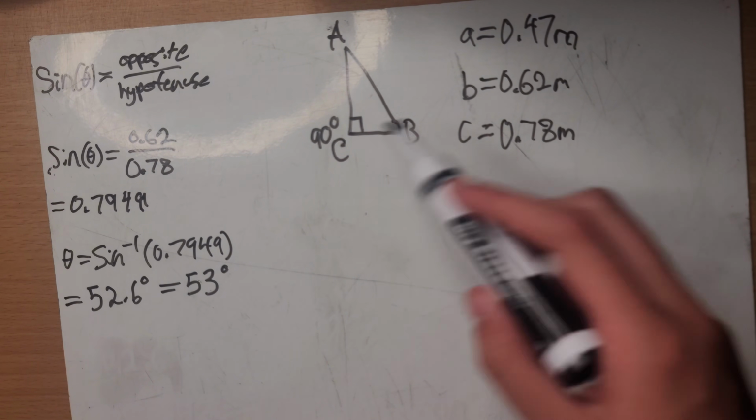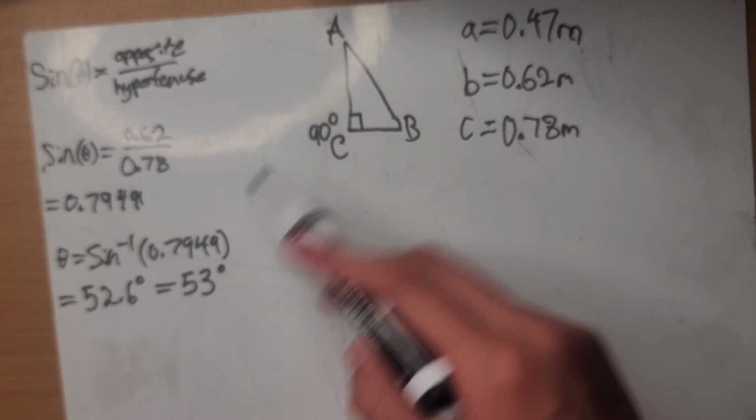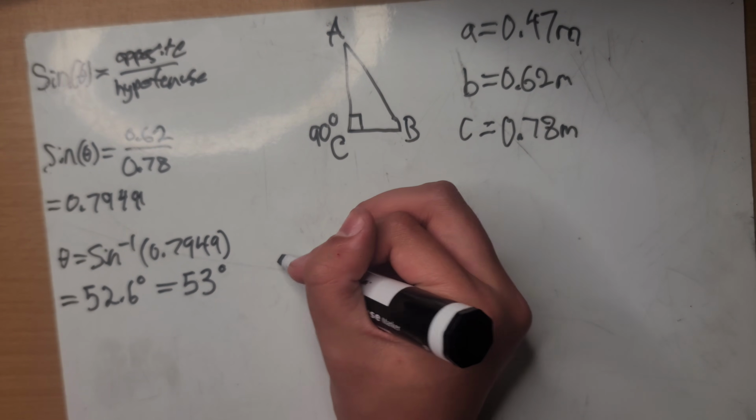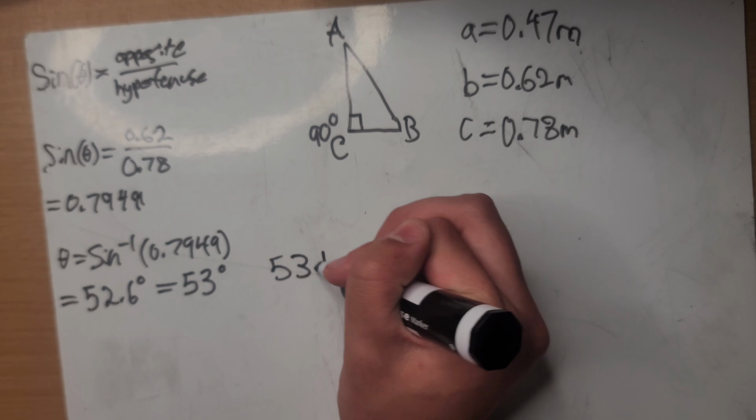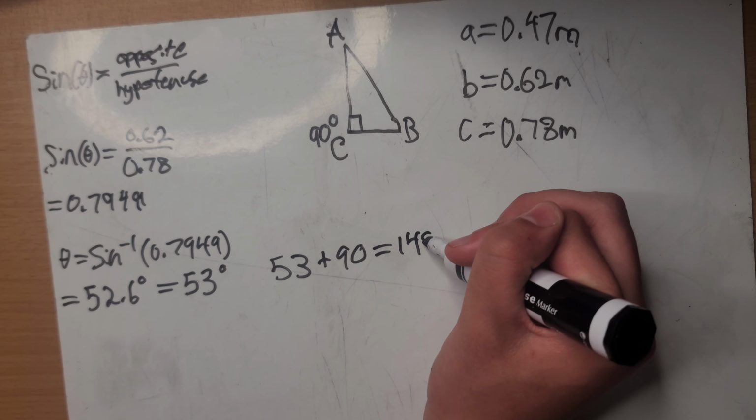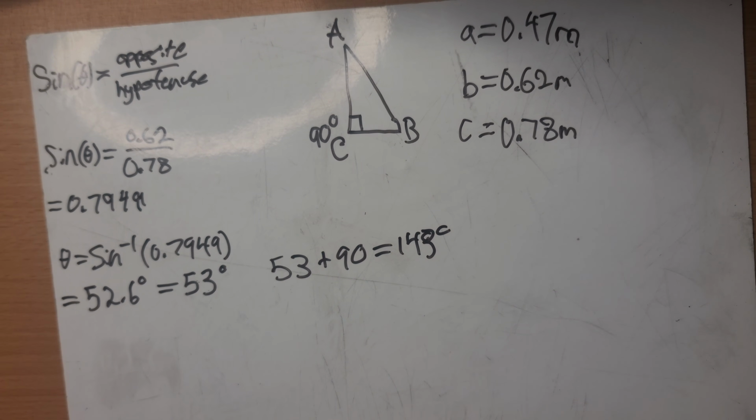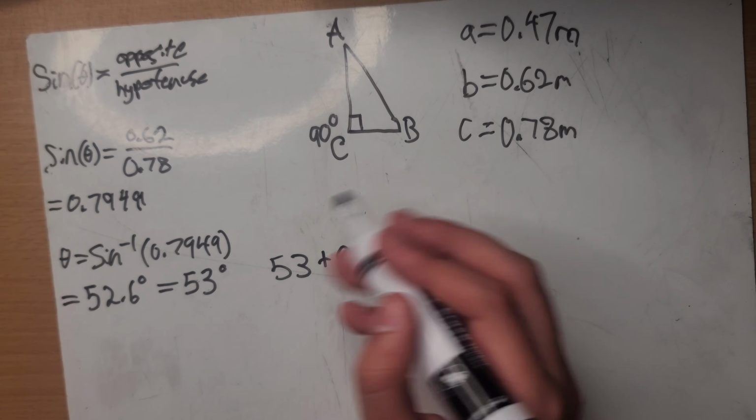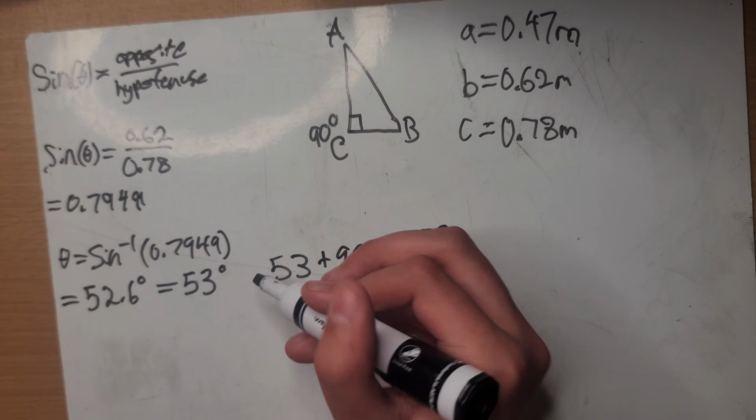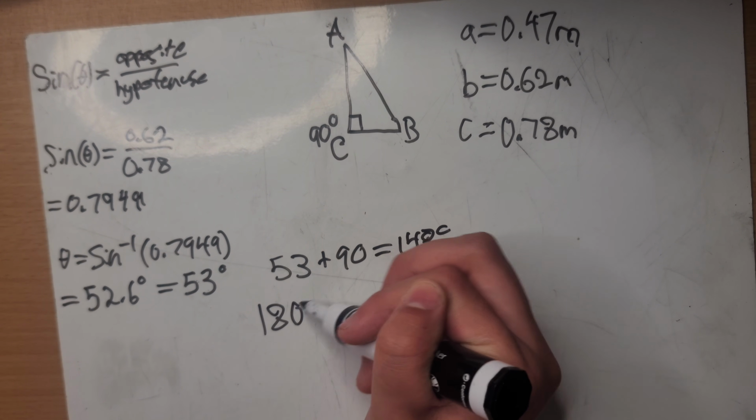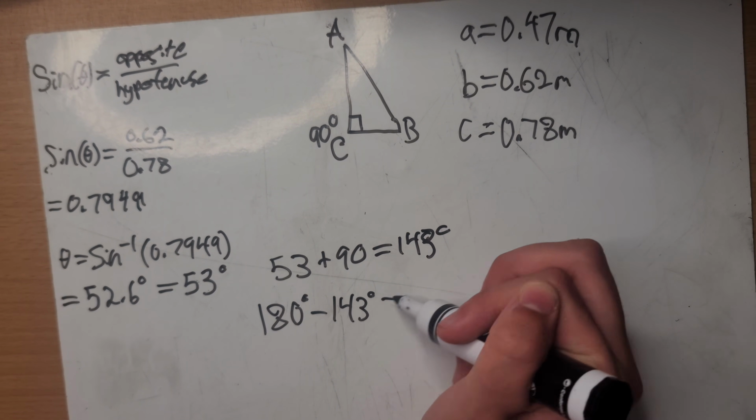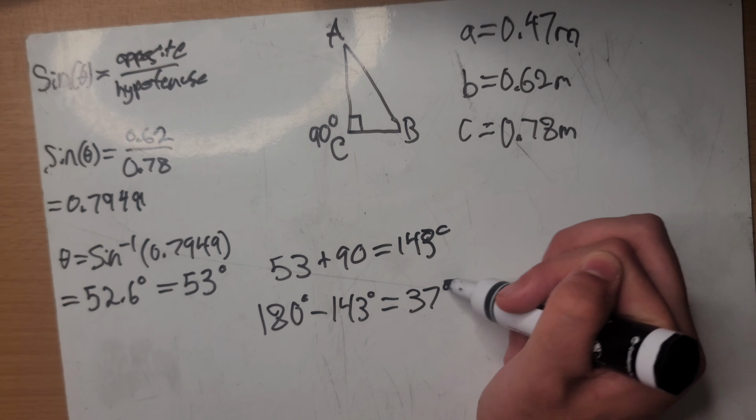Next, to find the final angle, because we already found these two angles, we add them up: 53 plus 90, and that gives us approximately 143 degrees. Now, because all angles in a triangle equal 180, we subtract: 180 minus 143, and that gives us 37 degrees.